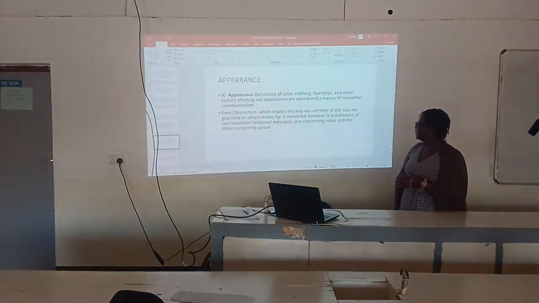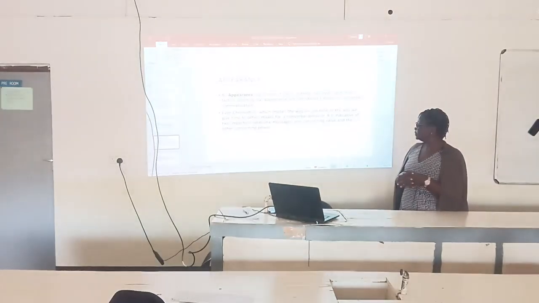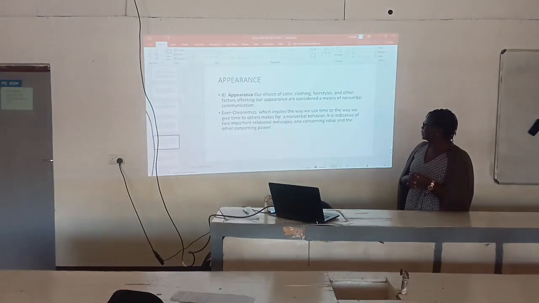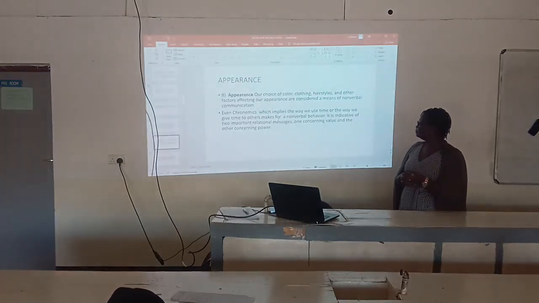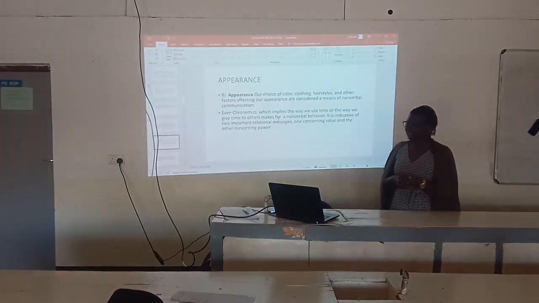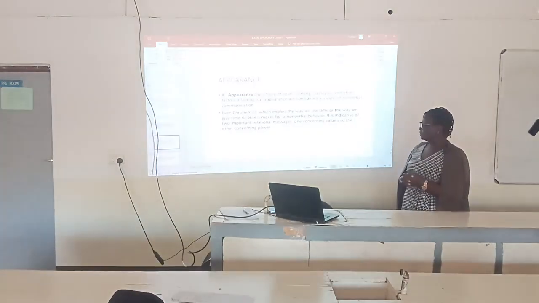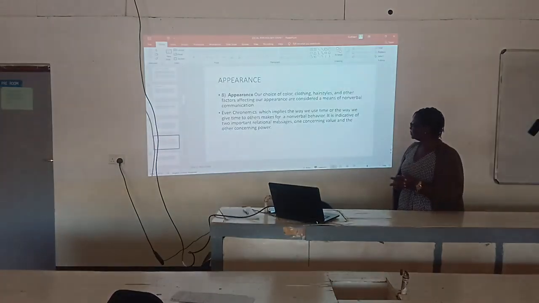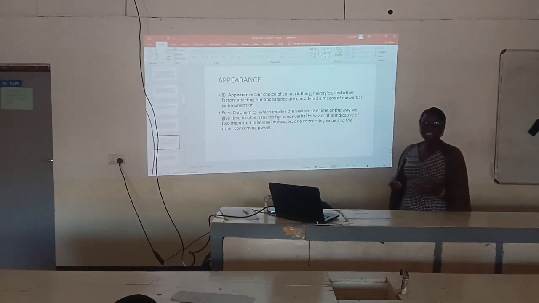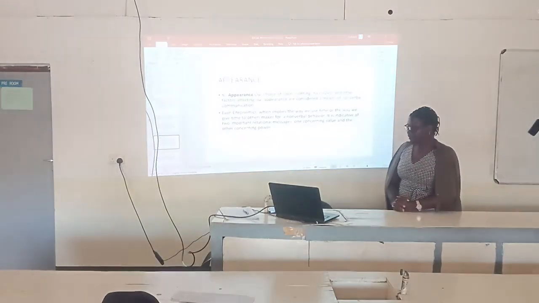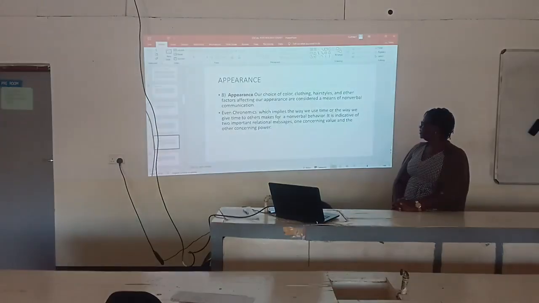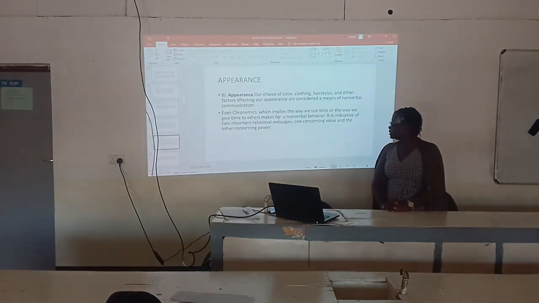Even the hairstyle itself, or the color, either the skin color or the color of the dress, and so on.